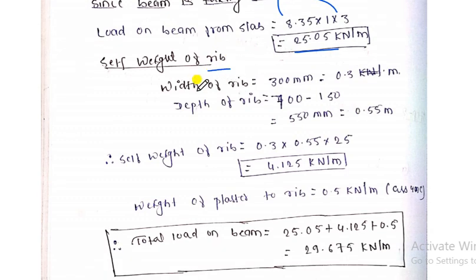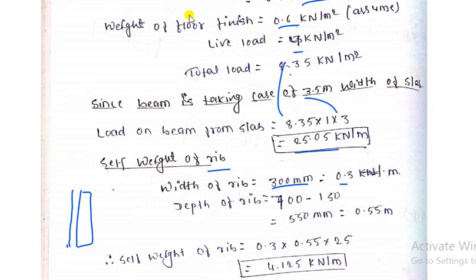So the width of the rib is given 300 mm, we have already calculated in the above steps, that will be 0.3 meters. Depth of the rib, that is the depth of the rib is nothing but these sections. It is given from the topmost fiber, that is D minus 150. 150 is the thickness of the slab or the thickness of the flange, so we need to subtract it. So we will get 550, which will be written as 0.55 meters.